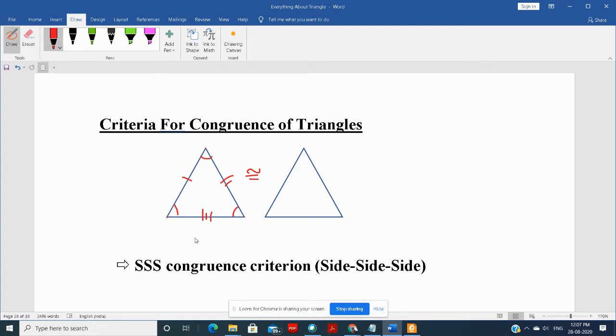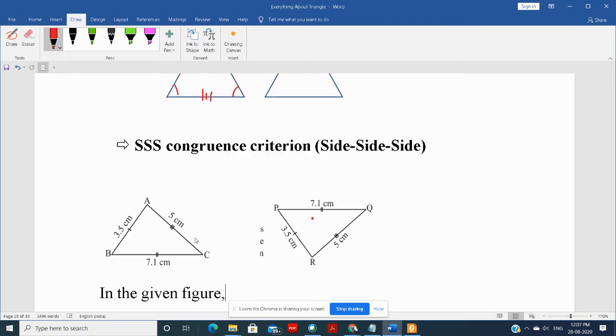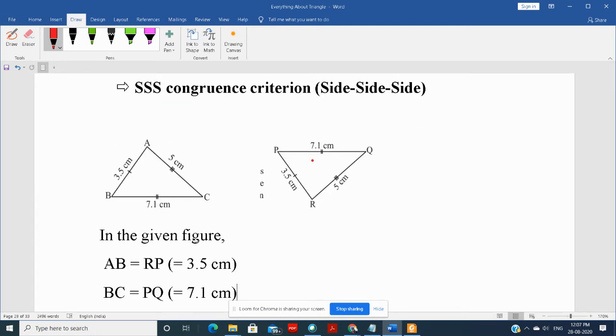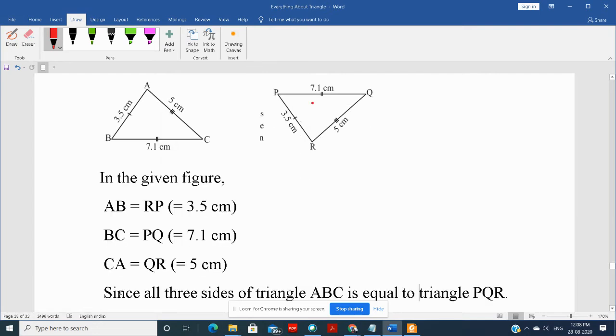The first condition is SSS congruence criteria. That is side, side, side. Now look at these two triangles. In this triangle ABC, AB is 3.5, and in this triangle PR, that is, we will read it as RP, is 3.5. BC is 7.1, and in this triangle PQ is 7.1. Similarly, CA is 5 centimeter, and here QR is 5 centimeter.